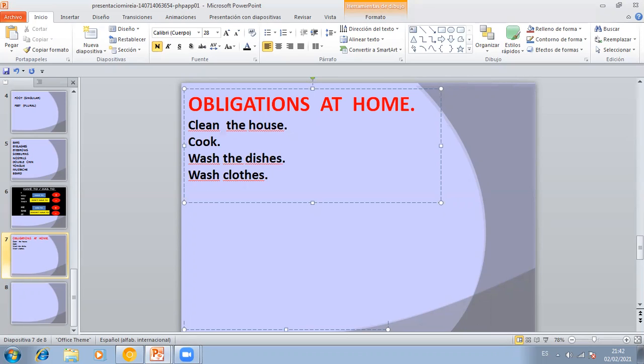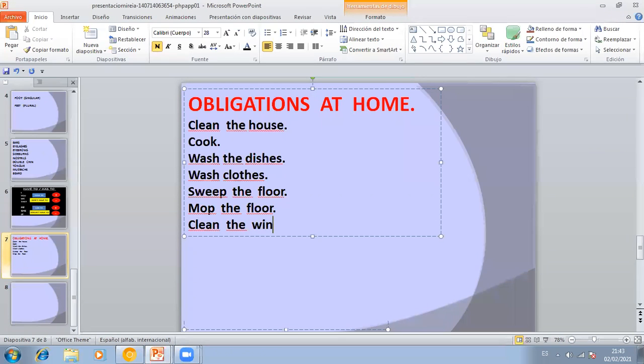Clean the mop. Okay, sweep. Everybody observe. Sweep, eso es barrer. Mop, trapear. So we have sweep the floor, barrer el piso, and mop. Teacher, is it correct, clean the window? That's right, okay, clean the windows. Okay, another one is, for example, iron the clothes. What is the meaning of iron the clothes, everybody? Planchar la ropa.